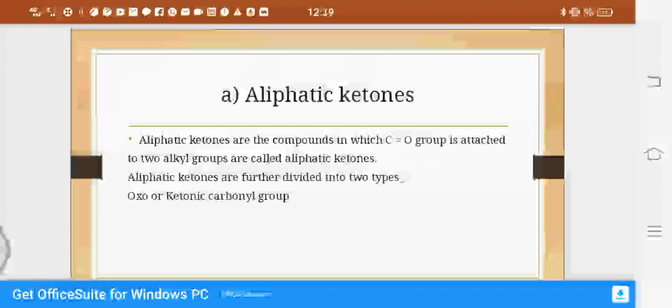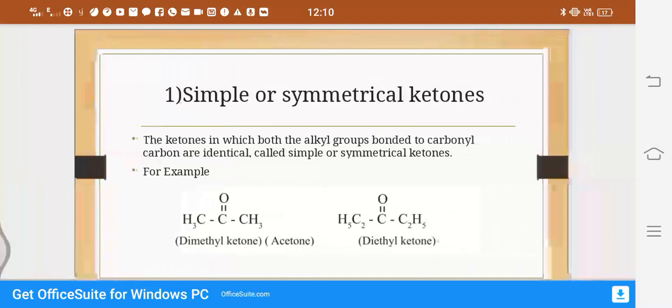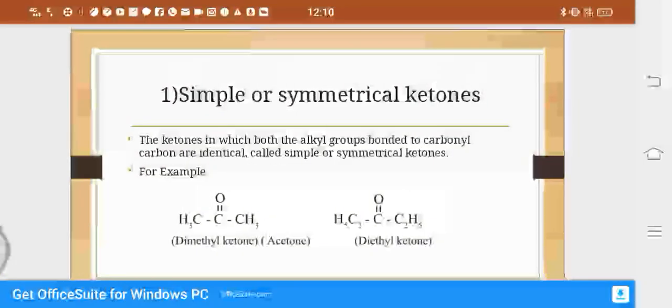Aliphatic ketones are further divided into two types: first simple aliphatic ketone and second mixed aliphatic ketone. See first, simple or symmetrical ketones.